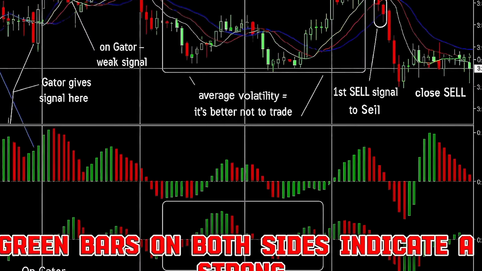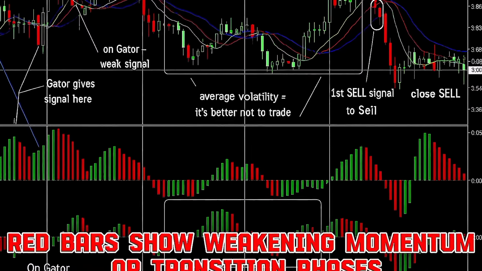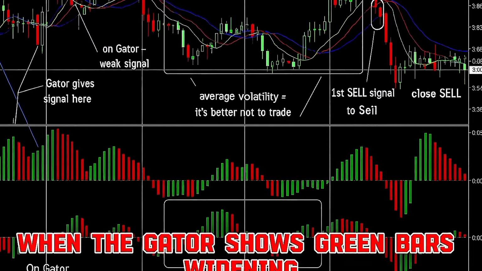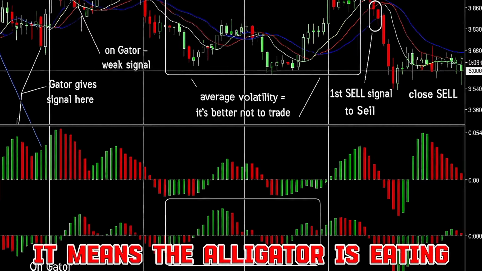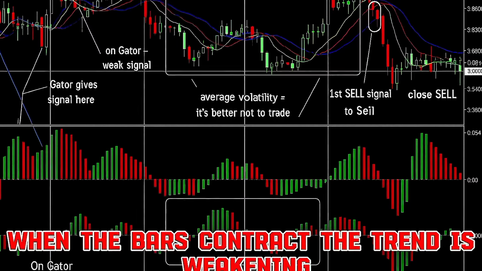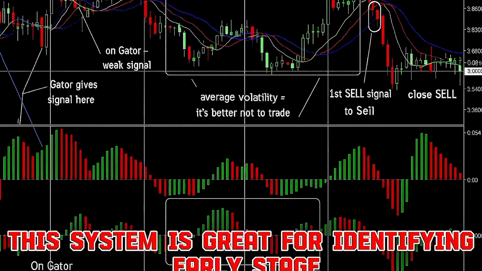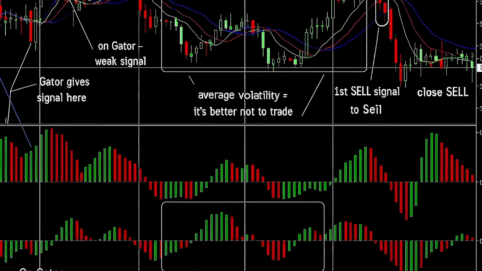Green bars on both sides indicate a strong directional move. Red bars show weakening momentum or transition phases. In this example, when the Gator shows green bars widening, it means the Alligator is eating, a metaphor for trending conditions. When the bars contract, the trend is weakening. This system is great for identifying early-stage breakouts and avoiding sideways chop.